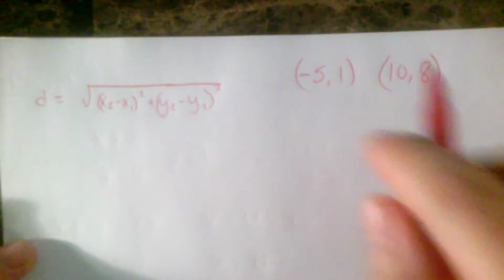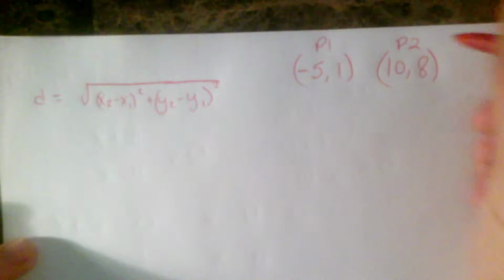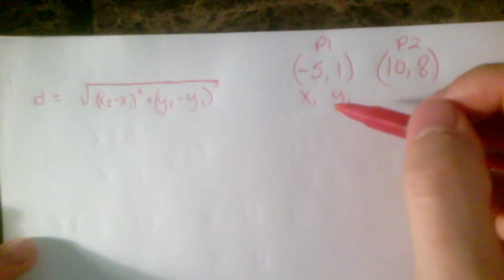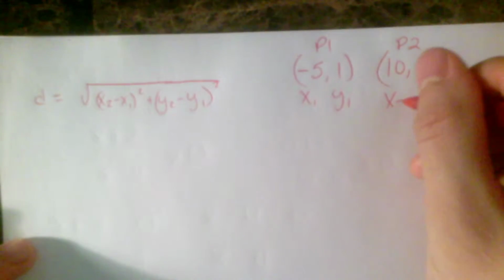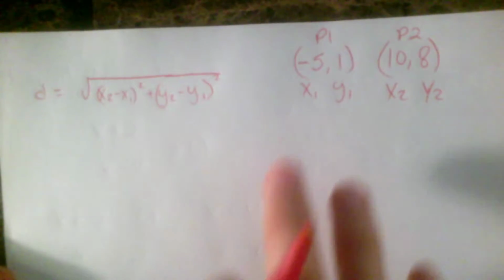So the distance between these 2 points, we're just going to plug them in. Remember, you just have to name your points. Let's name this one point 1, that one point 2. So this is going to be x1 and y1 because x always comes before y, happens in the alphabet too, and x2 and y2. So from here on, we're going to just plug these in.